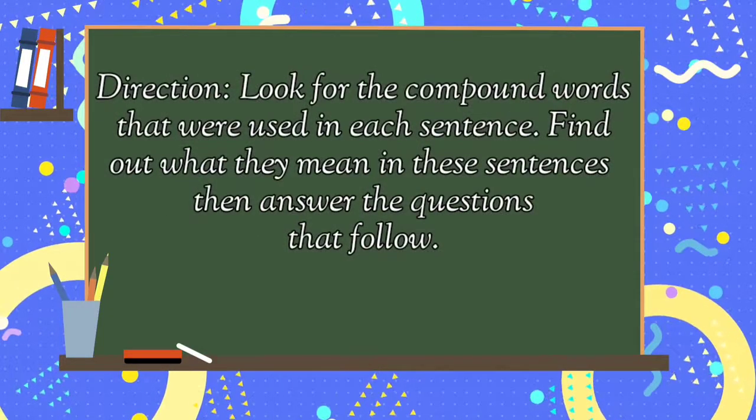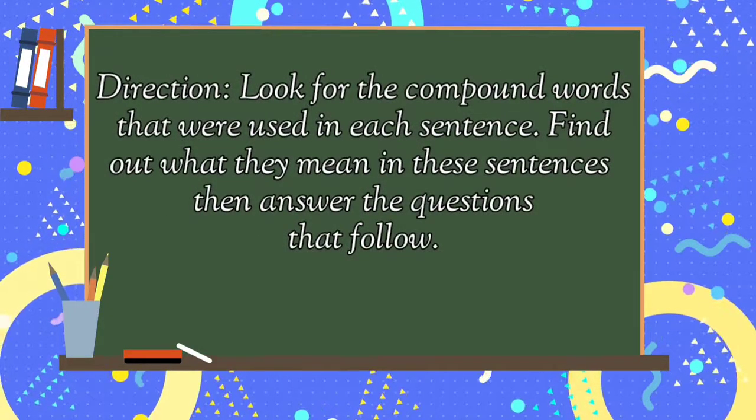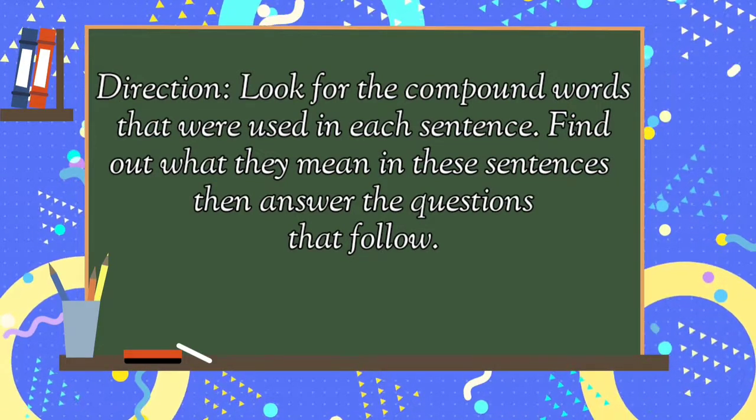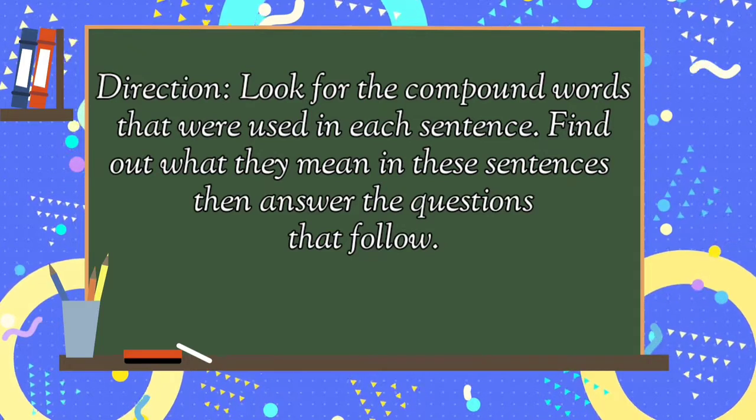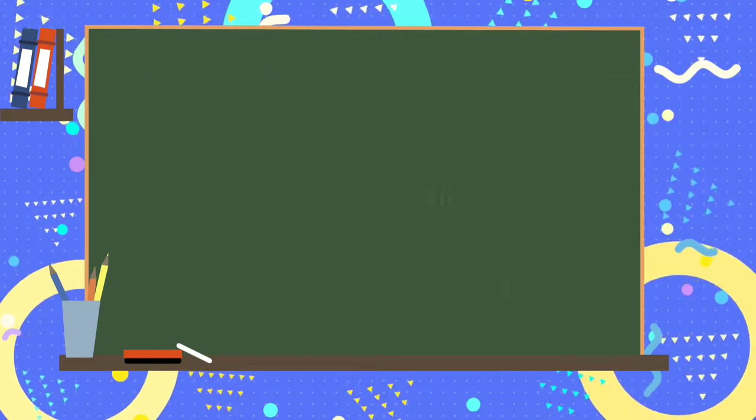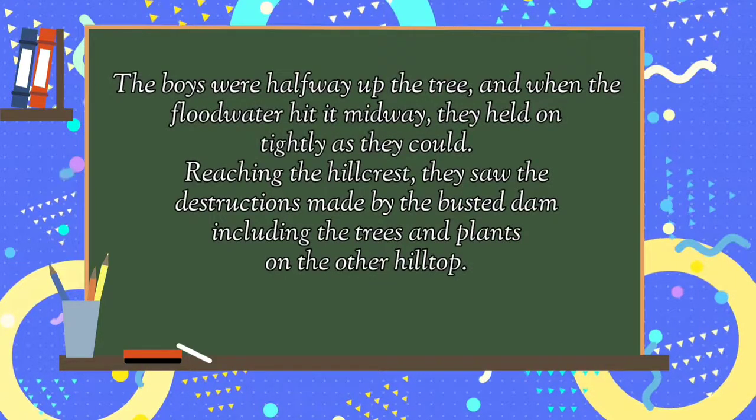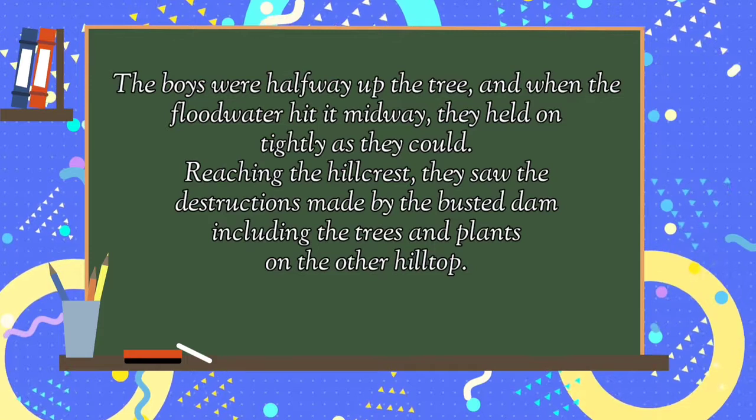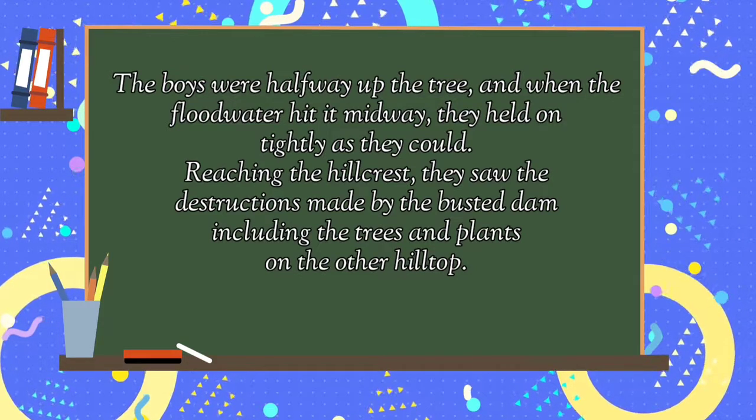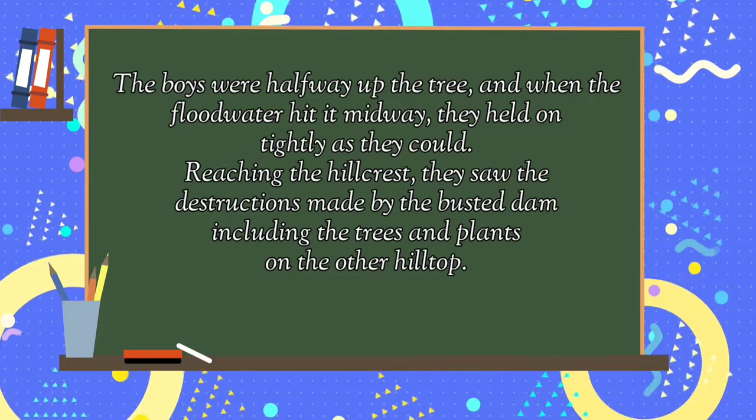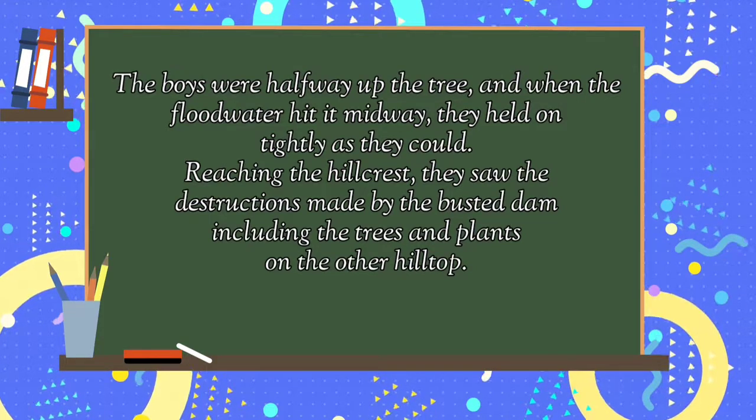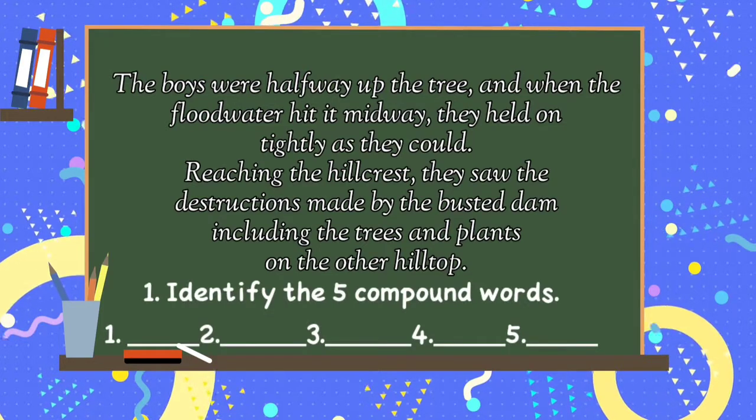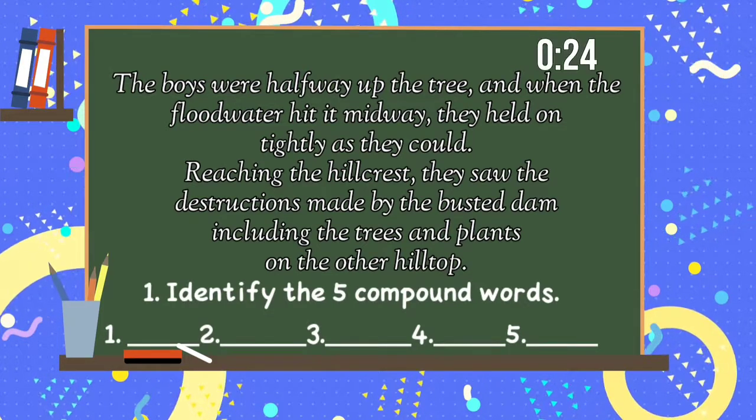Directions. Read and study the paragraph below. Look for the compound words that were used in each sentence. Find out what they mean in these sentences, then answer the questions that follow. The boys were halfway up the tree, and when the flood water hit it midway, they held on as tightly as they could. Reaching the hill crest, they saw the destructions made by the busted dam, including the trees and plants on the other hilltop. Identify the 5 compound words used in the paragraph.